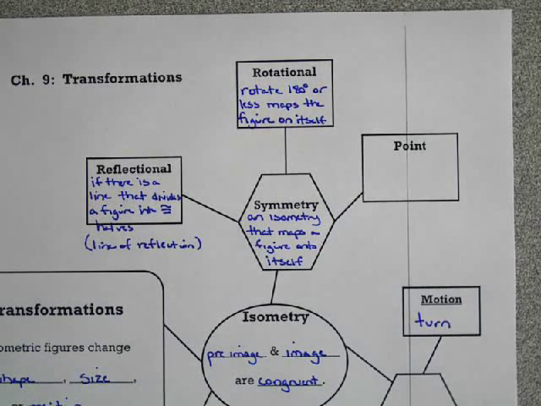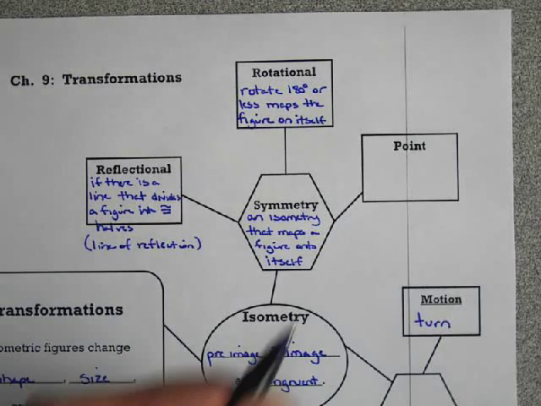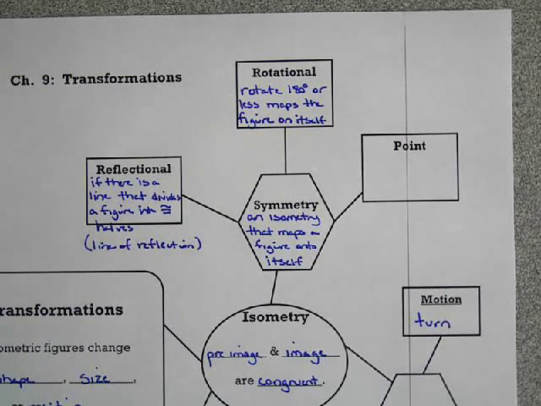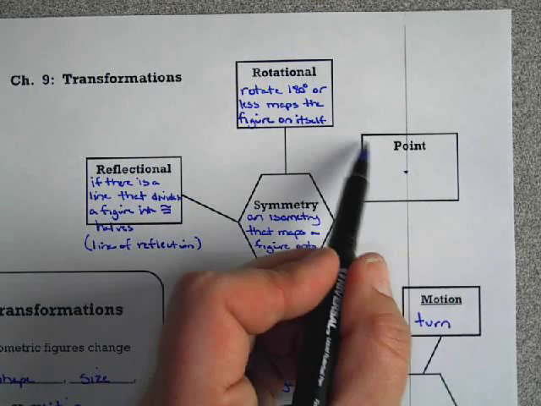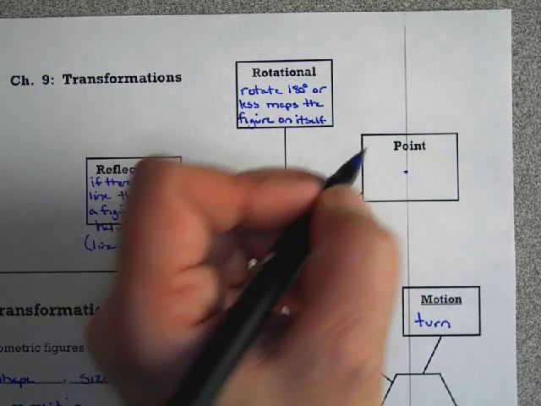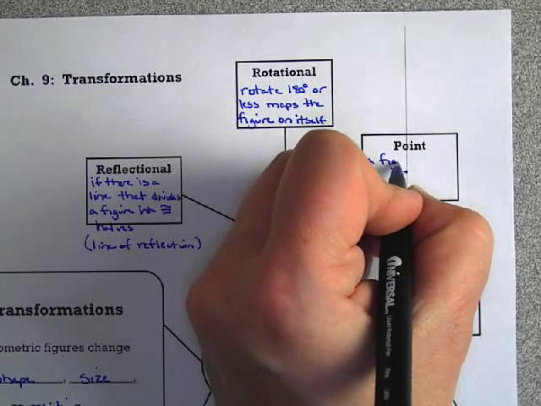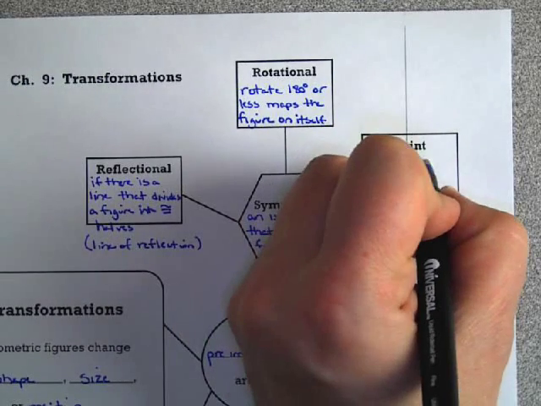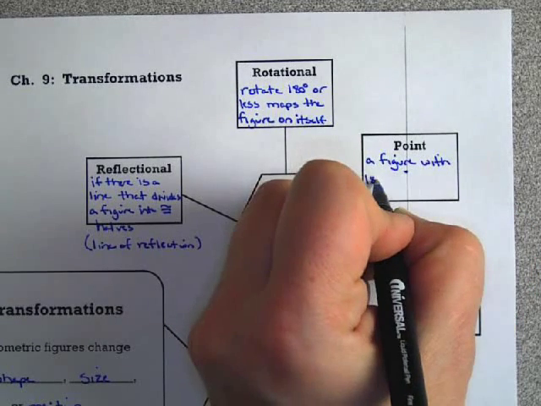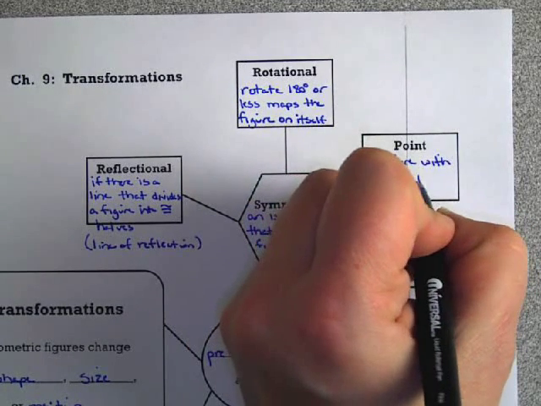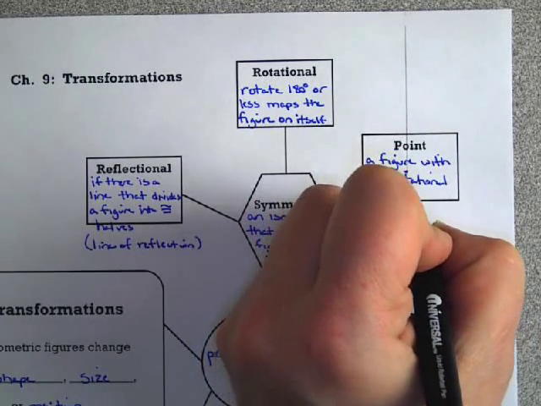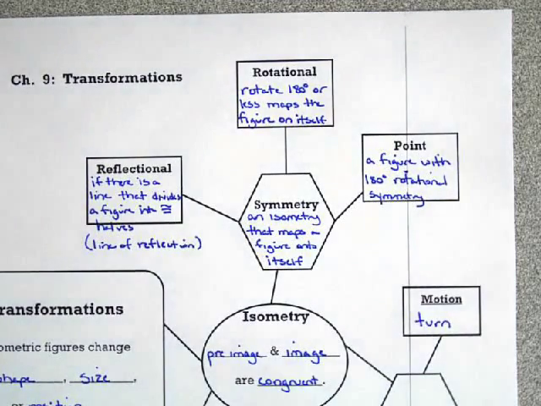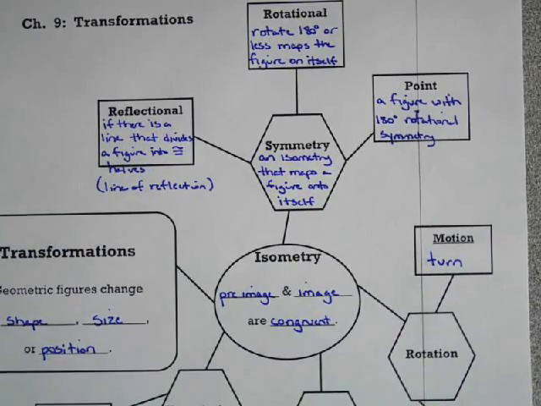And lastly, we have point symmetry. And this is basically a figure with 180 degree rotational symmetry. So if you turned it about a point, let's say if I put a push pin in the center and I rotate it, if I rotate 180, I get the same rectangle. So a figure with 180 degree rotational symmetry. So these are our isometries, and what happens with an isometry, you have symmetry.